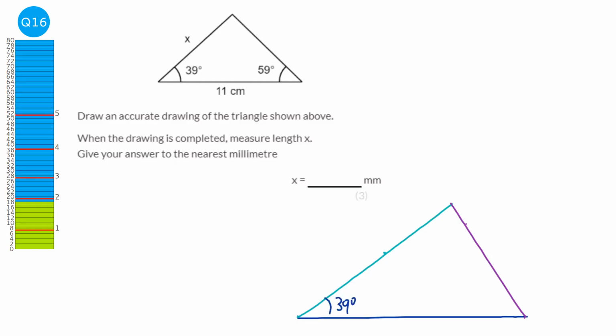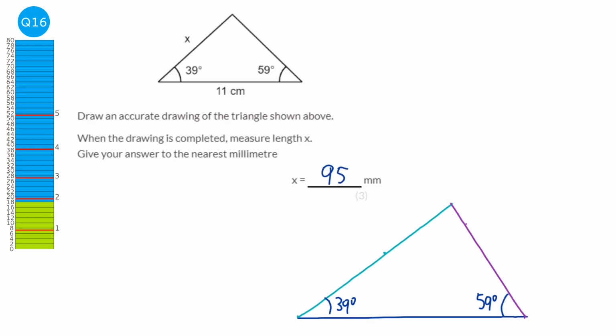You don't need to label this on the diagram, but just so we know what we're doing. And it says when it's completed, measure length x. So I'm going to get my ruler out and measure this length here, and it is about 95 millimeters. So the answer for me is 95 millimeters.